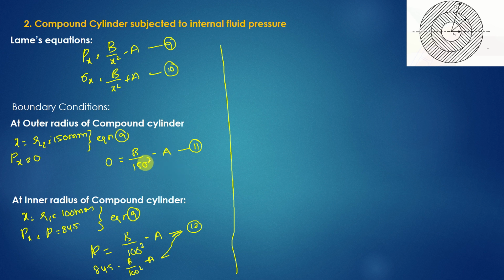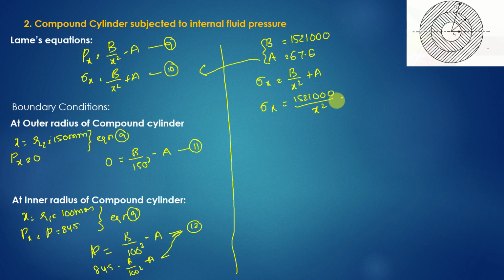So let us see what are the equations here. Constants here: B value we get as 1521000, and A value we get as 67.6. Now use them in equation 10. Sigma x is equal to B by x square plus A. So in place of B, I'll substitute 1521000 by x square plus 67.6. Now let us see at all points in the compound cylinder sigma x at 100. Hoop stress at inner radius 100, that is 1521000 by 100 square plus 67.6. So we will get it as 219.7 Newton per mm square.